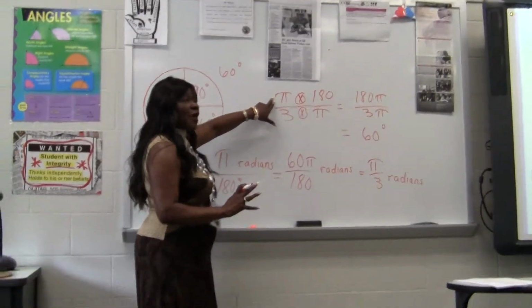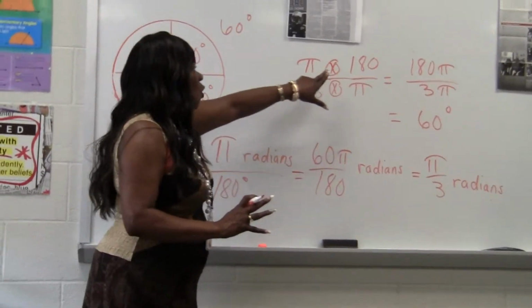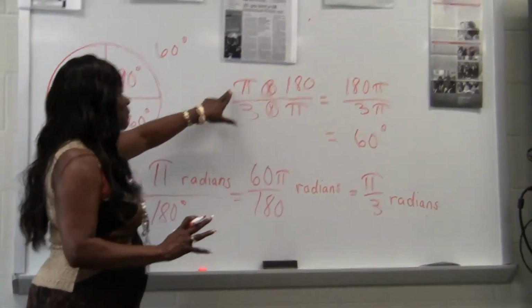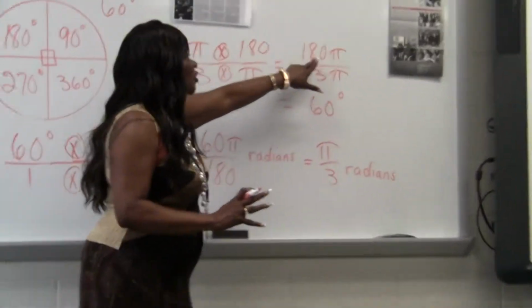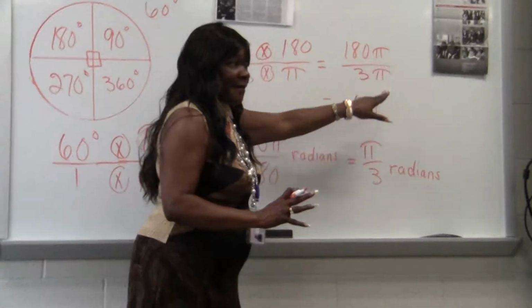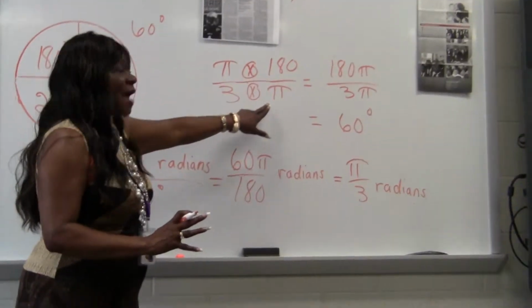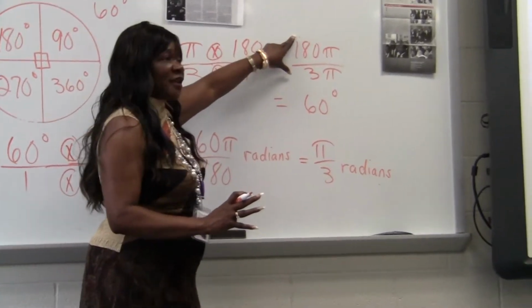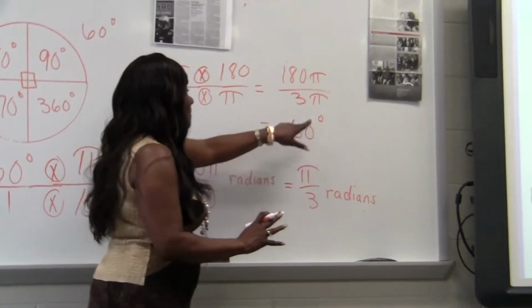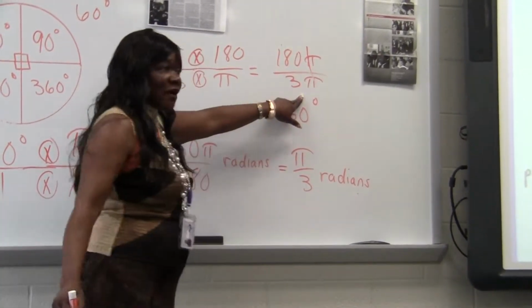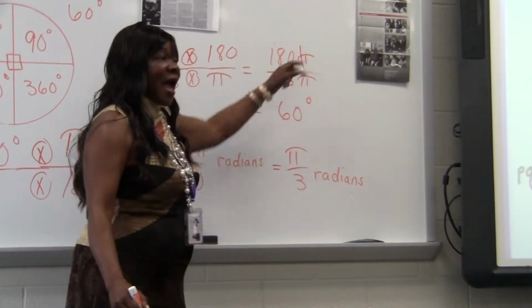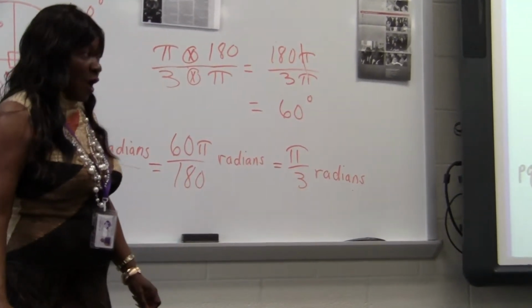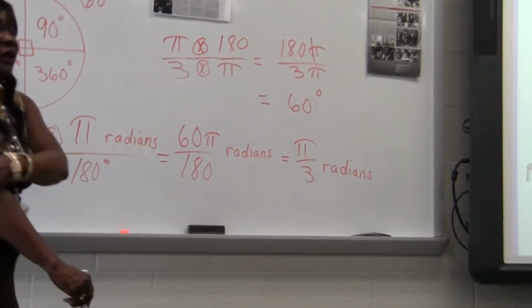You have your numerator up here, right? So 180 times pi equals 180 pi. 3 times pi is 3 pi. 3 into 180 goes how many times? And pi into pi crossed out because that's 1. Pi into pi goes how many times? 1. Okay, good question, Miss Pincus.